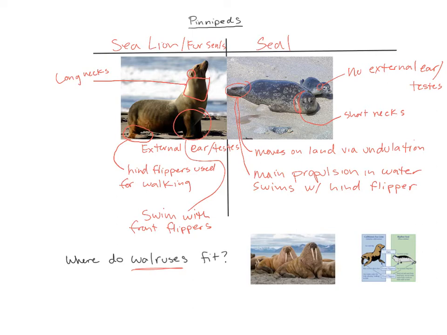And so those are the main differences between the sea lions and the seals. The seals are in the group Phocidae, and the sea lions and fur seals are in Otariidae. I probably am saying that wrong. And then the walruses are in their own group, Odobenidae, which odo refers to their teeth, right? Their large tusks.